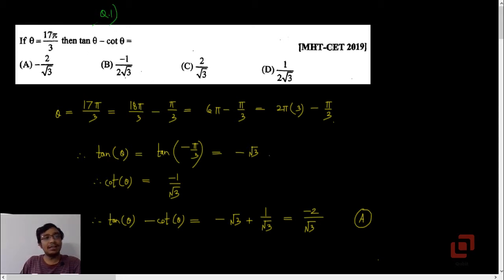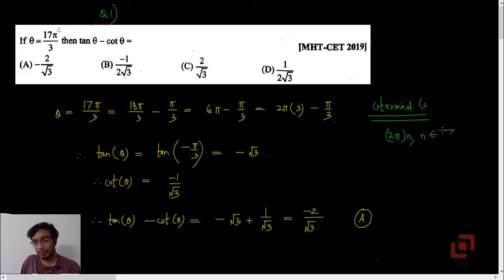If theta is the angle 17 pi by 3 radians, then tan theta minus cot theta is, and we have four options. Okay, now this question is based on the periodicity of trigonometric functions and what you learn in the chapter angle and its measurement. Coterminal angles are those whose magnitudes differ by integral multiples of 2 pi, where n is any integer.